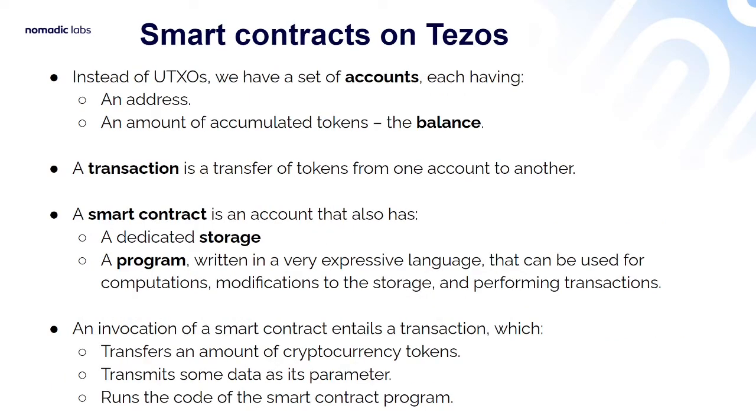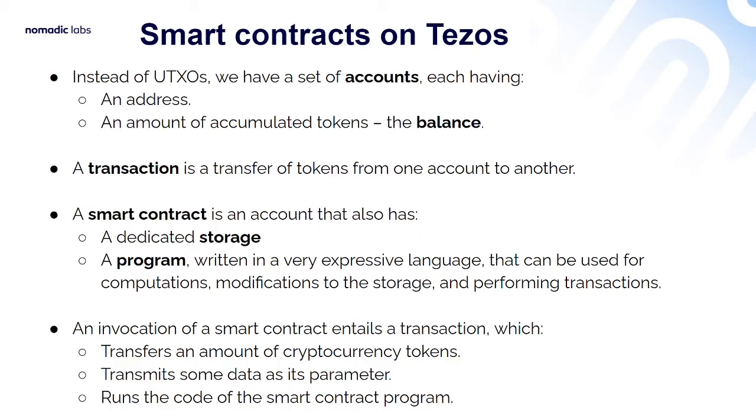So let's talk about smart contracts on Tezos. Instead of UTXOs, we have a set of accounts, and each account has an address and an amount of accumulated tokens, which we call the balance. On Tezos, a transaction is a transfer of tokens from one account to another.